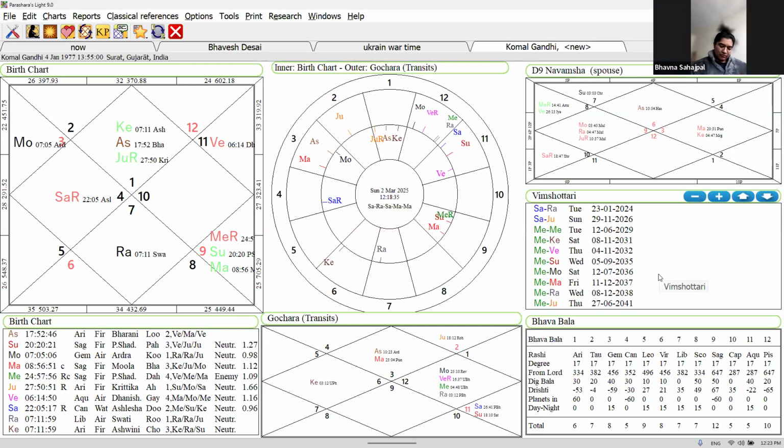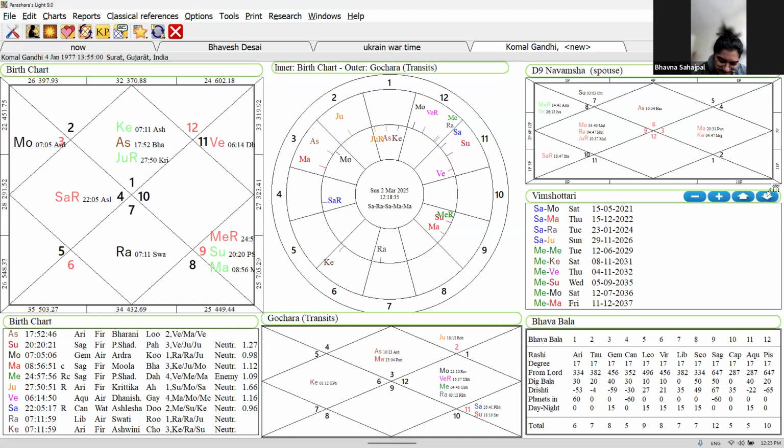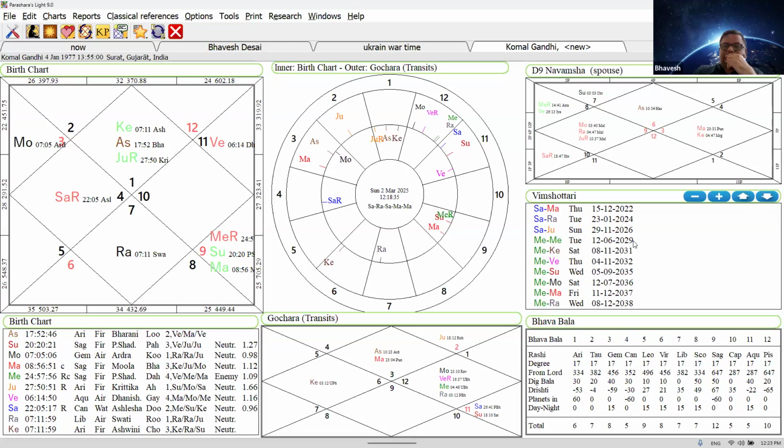You can see on the right side, 2029, Mercury. I told you, my mom told me 2029. I don't know how she was knowing, but usually she was sitting and saying, oh yeah, I know what is happening. Here you can see this is Mahadasha, Saturn. In 2029, you will start with Mercury Mahadasha, and after that you will become a millionaire.